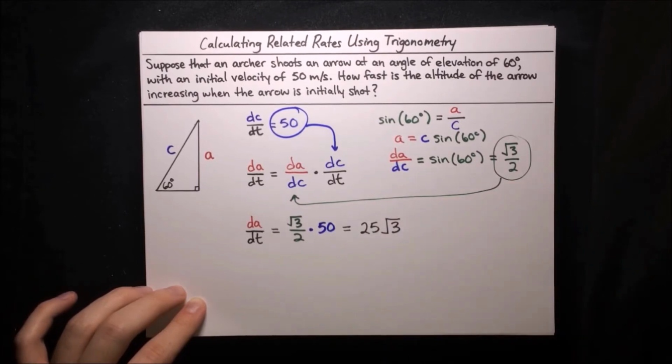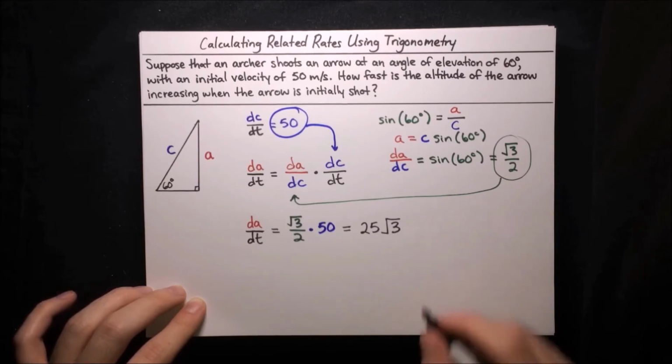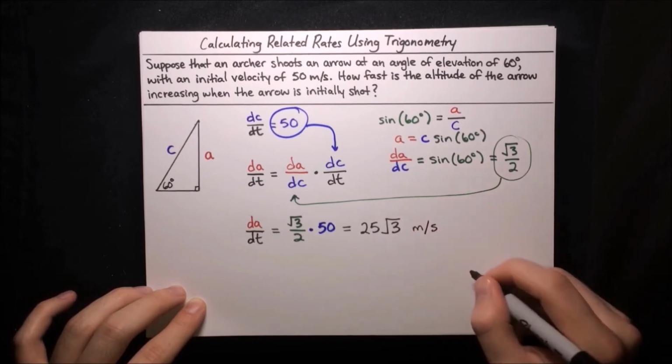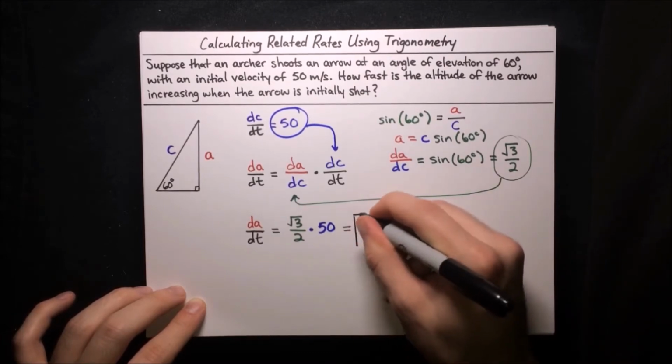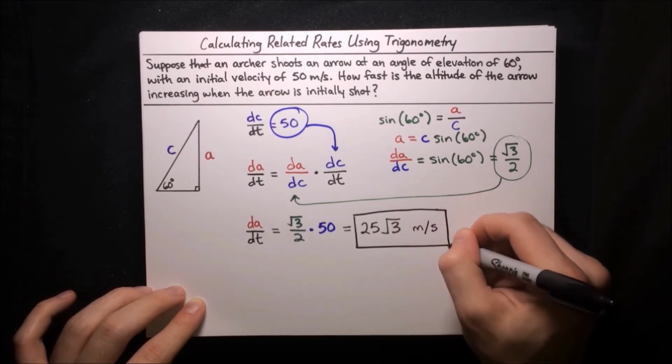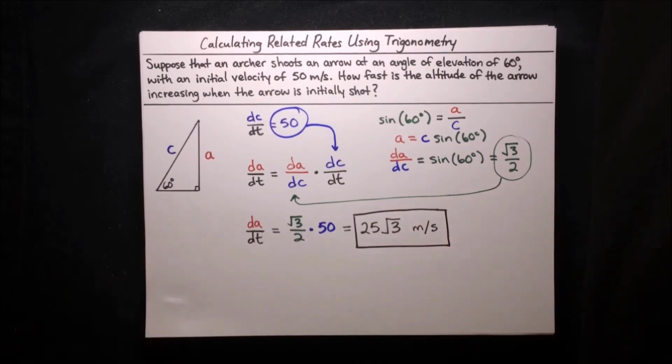And what are our units on here? Well, this is how fast a is increasing, and a is a length, so units are length over time, meters per second. So there we go. That is how fast the altitude is increasing when the arrow is initially shot: 25 root 3 meters per second.